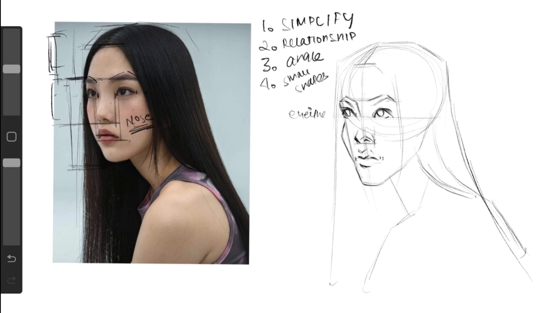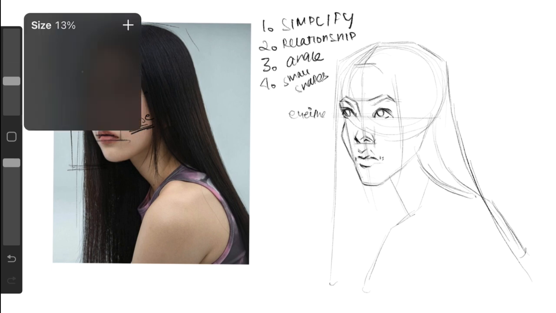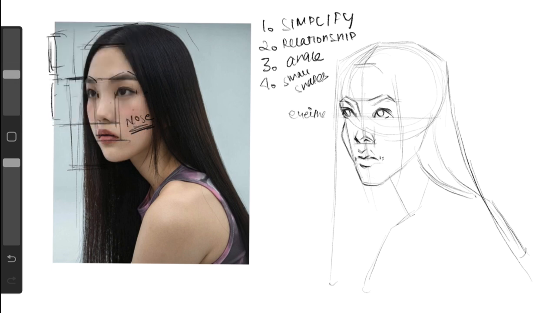So now let me do some refining. I will add some darker lines over the hair part, and I will add some more darker lines. That's it. I'll add more hair strands, and yeah, I think that's great stuff that I've done. And that's how I literally draw a face.